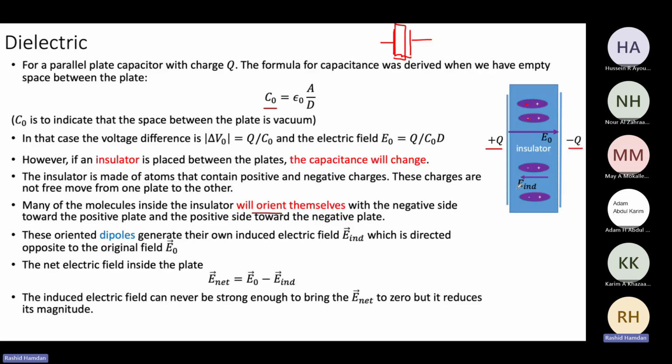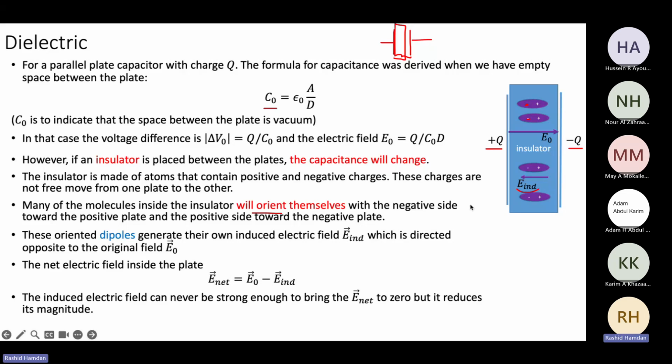So we also have an induced field. In the conductor, the induced field completely eliminates the real field. But inside the insulator, the induced field cannot completely eliminate it. No, if it completely eliminates it, they would go back. So it has to have some value.